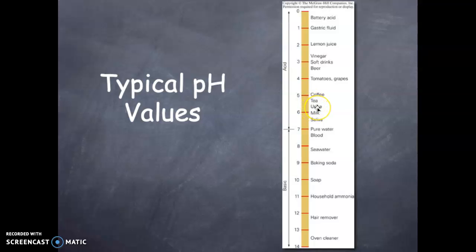Coffee, tea, urine, etc. Even saliva is an acid material. Seawater, baking soda, and soap are all basic. Even oven cleaner is basic, as well as hair remover.